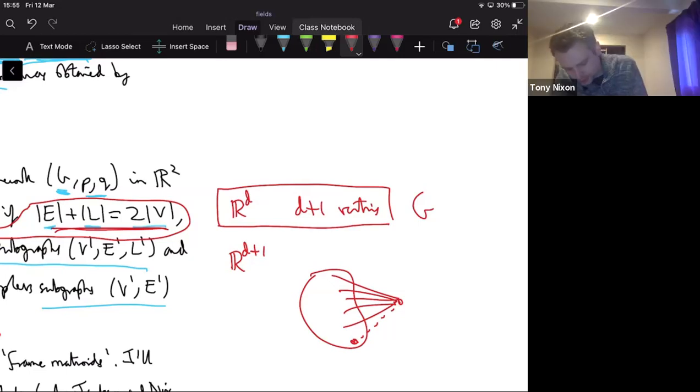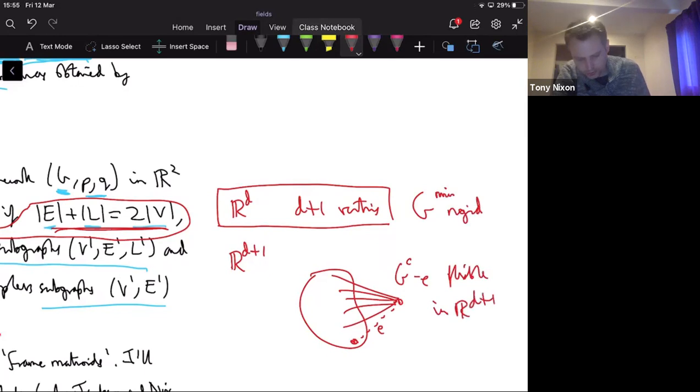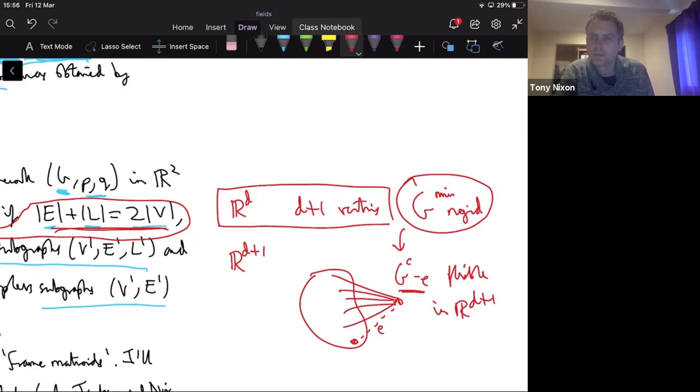So if G is minimally rigid, then the cone minus this edge E is flexible in R^(D+1). The coning theorem said that the minimal rigidity of G would transfer to the minimal rigidity of the cone. And so now you've taken E out, it'll be flexible, but I'm not quite sure what you're asking.